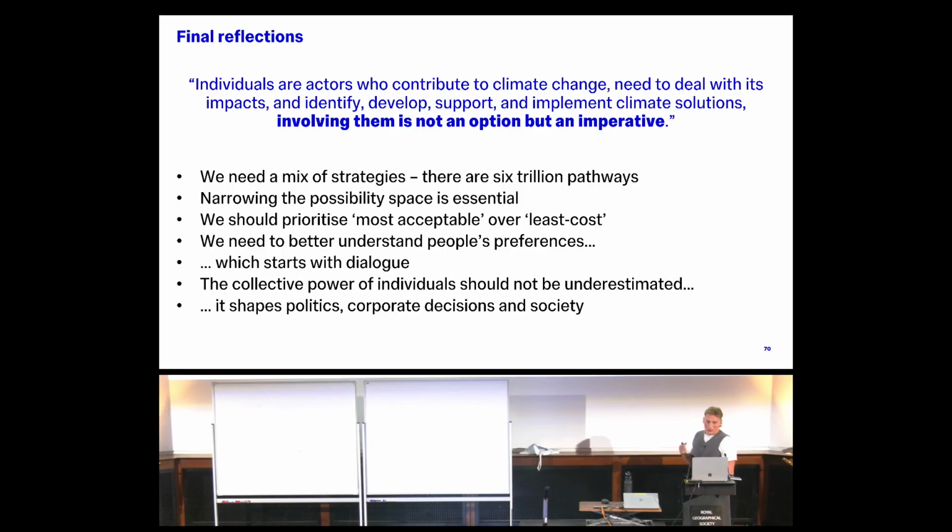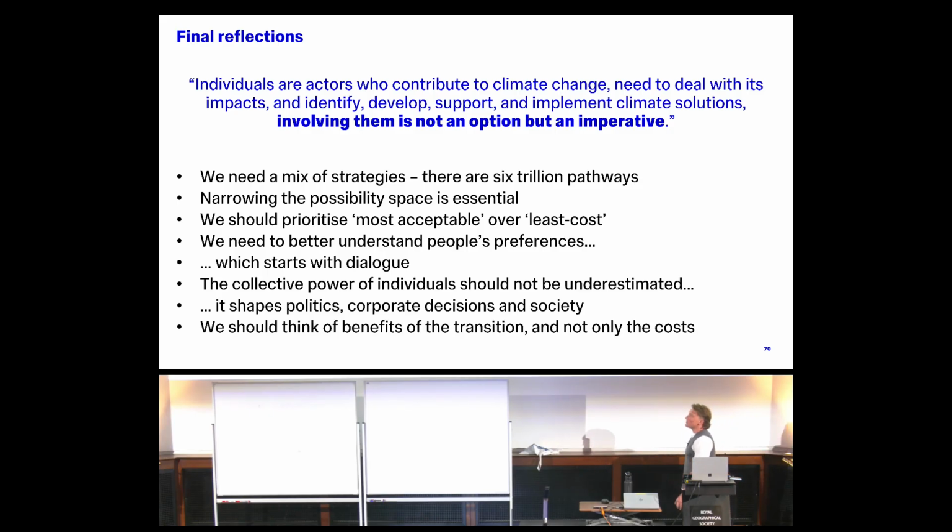Lastly, or ultimately, the collective power of individuals should not be underestimated. We look at those behavioural strategies. Building up from an individual to a population can leverage huge impacts. We need people to shape politics, corporate decisions, and society at large.